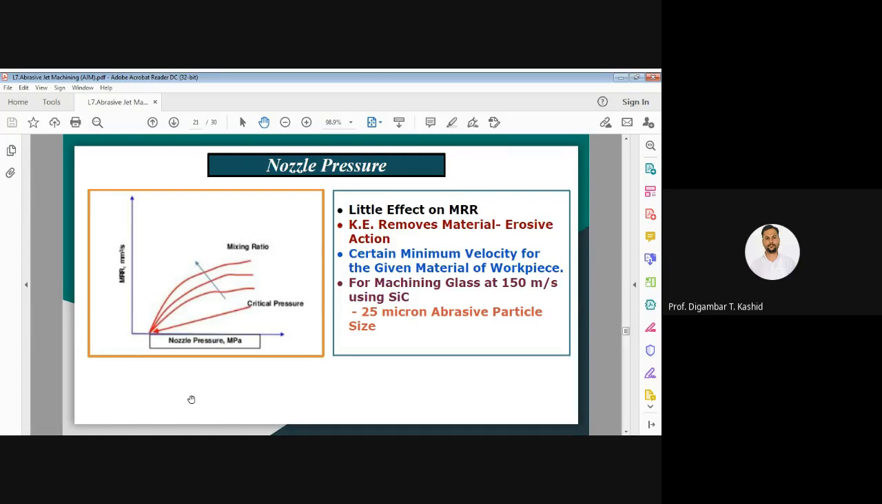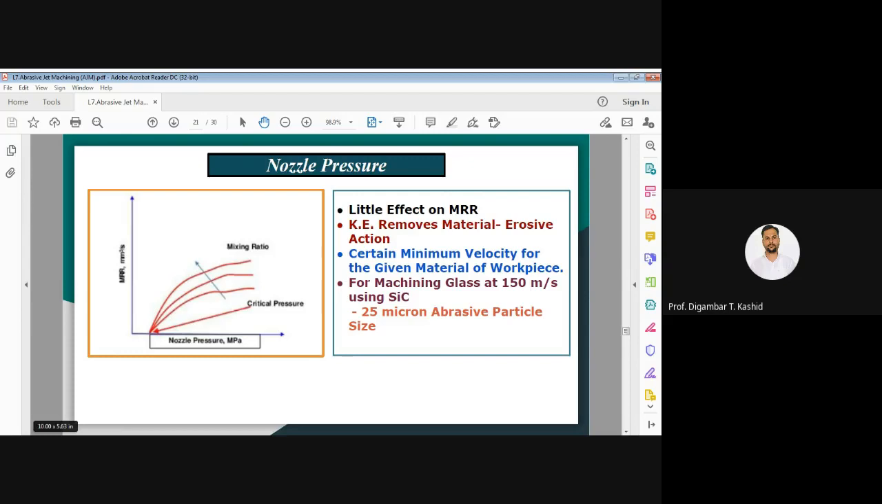So in all workpiece materials, you need a certain critical pressure, and that critical pressure will be different for different workpiece surfaces. Please remember this point also. You need a certain critical pressure, and that will be different for different workpiece metals. To some extent it also depends on the size of the abrasive particle. So please remember this point also.